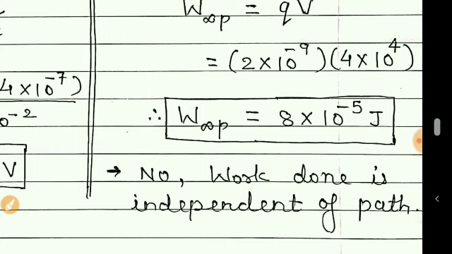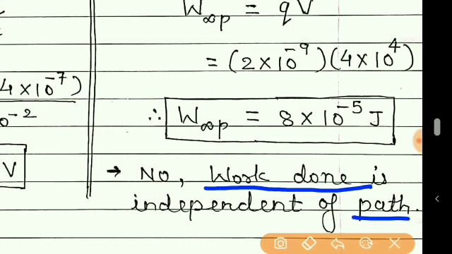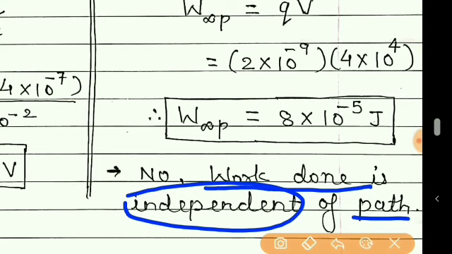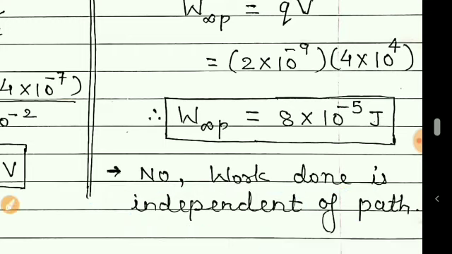Also remember students that this work done does not depend on path, means it is independent of path, because even this question is also asked at last, that is, does the work done depend on the path or not. So work done does not depend on the path.